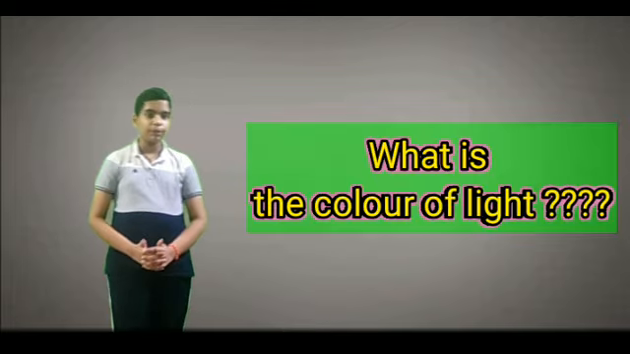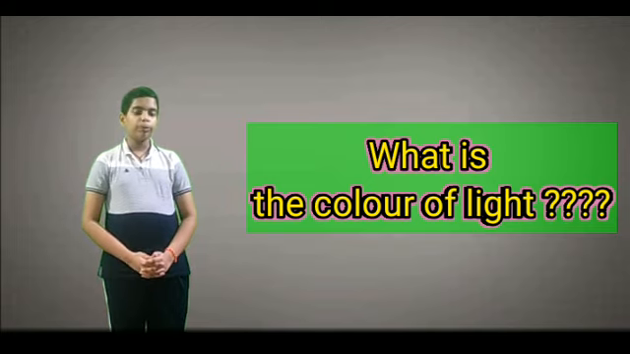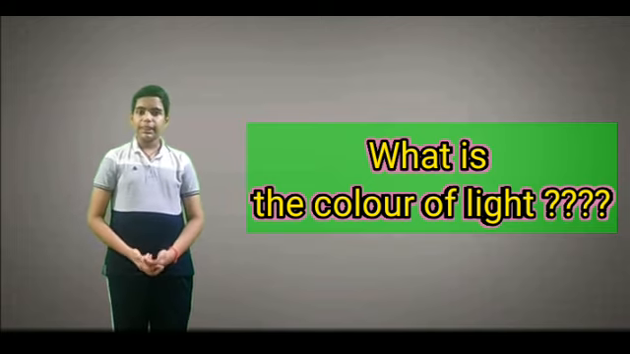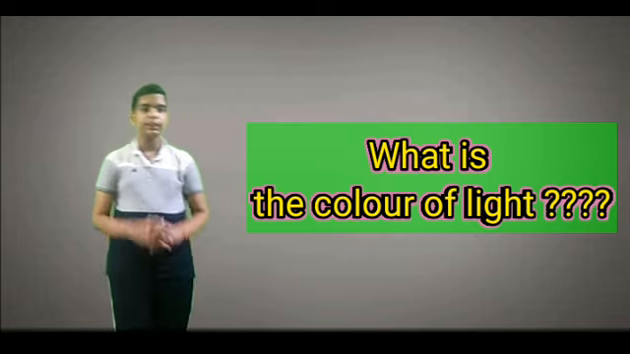Before we get into the topic, I would like to ask you a question. You all know that light helps us to see things. But have you ever wondered what is the color of light? Most of you can say that light is made up of only one single color, that is white. Many of you can also say that light is made up of 7 colors. Those are the rainbow colors: violet, indigo, blue, green, yellow, orange and red.